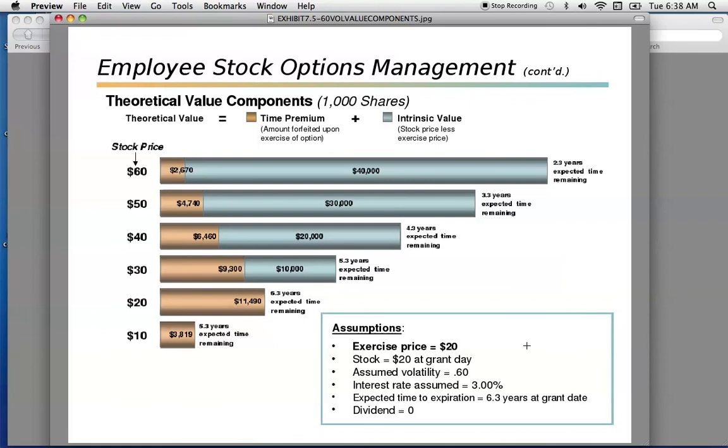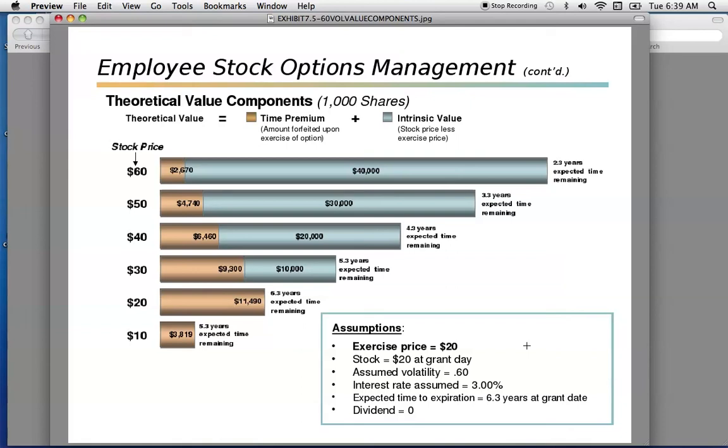The increased value because of the much higher assumed volatility makes the time premiums or the time values much larger than on the previous graph. Okay, so as you can see, the intrinsic values don't change as a result of the change of the assumptions. The only thing that changes as a result of the change of the assumptions about volatility, dividends, expected time remaining, and interest rates is the time premium.